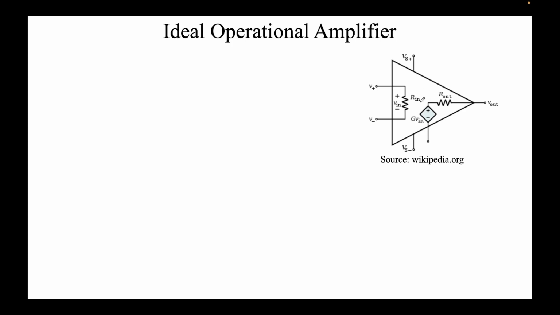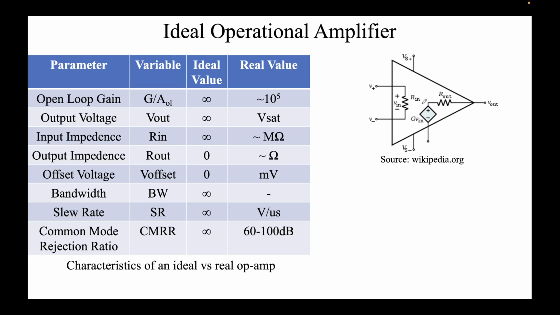So this is how the inner equivalent diagram looks, right? What we do is take some parameters and see what the ideal and the real world values are. For instance, let's first talk about the input impedance. Input impedance ideally is infinite, but in actual cases it's a few mega ohms. Similarly for output impedance, you see this R out is ideally 0, but the real value is a few ohms.